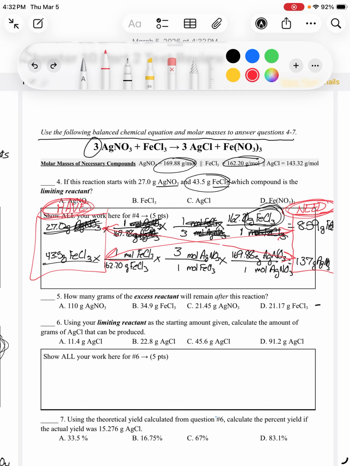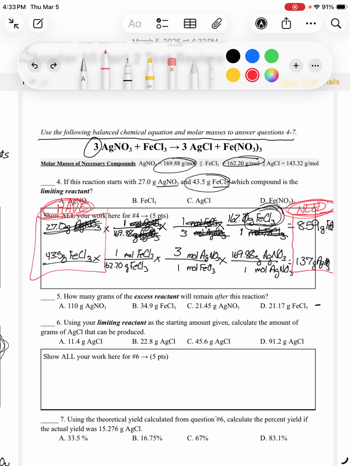Okay, so notice I drew these crossroads, or these little split arrows, to show that this is representing grams of iron 3 chloride. This is showing grams of silver nitrate. I'm going to go ahead and erase a lot of those things so we don't get as confused.